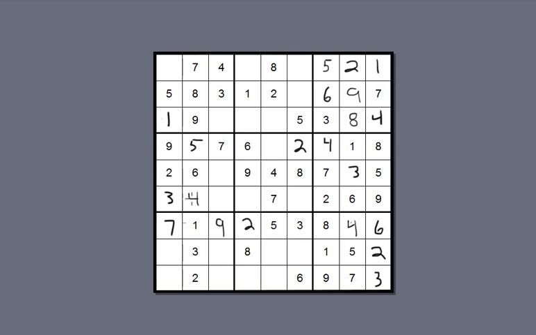So now we have 2, 3, 4, 5, 6, 7, and now we're missing 1 and 8 from this big box. We have an 8 in this row. That gives us our 1, finishing up this row, and that means there must be an 8 here. And now we've finished this big square as well.